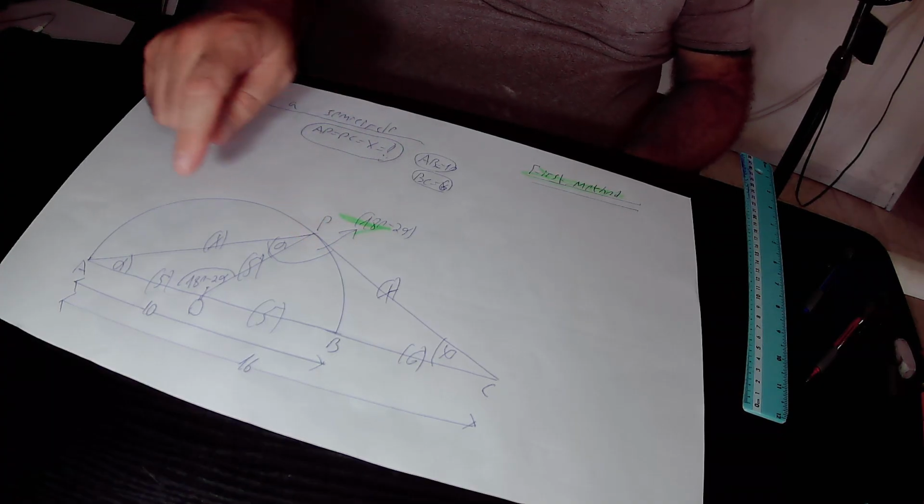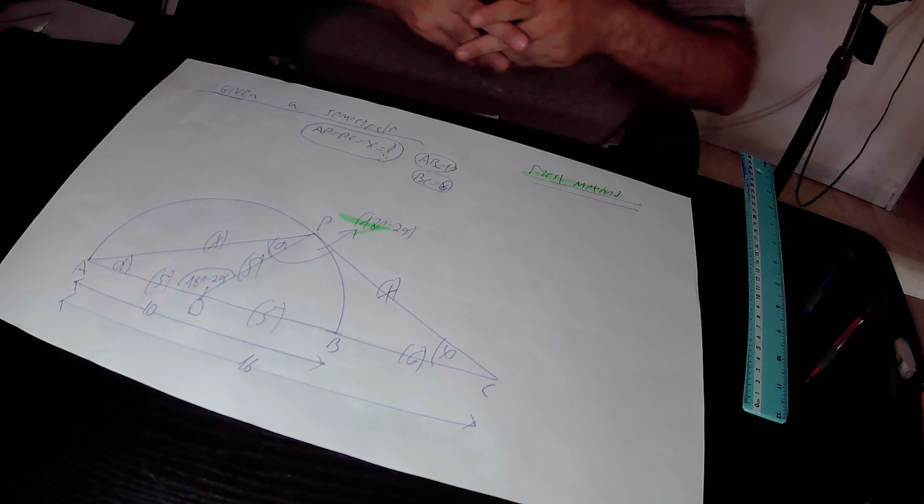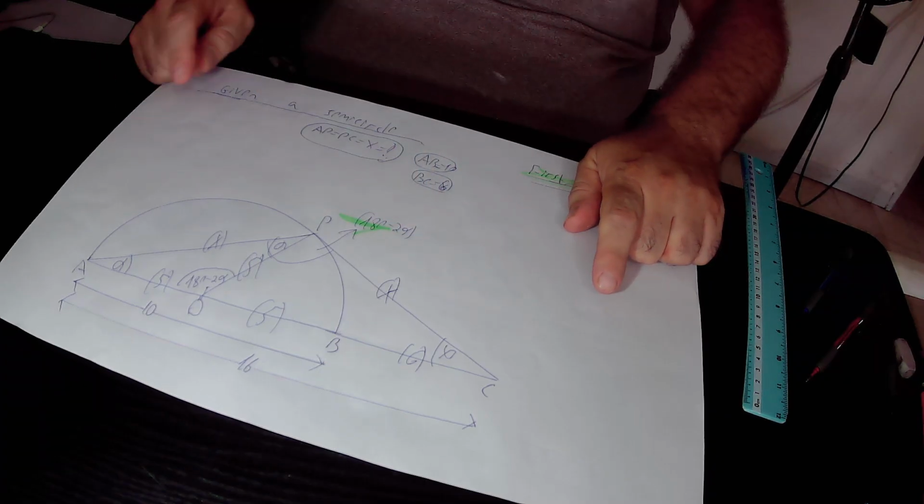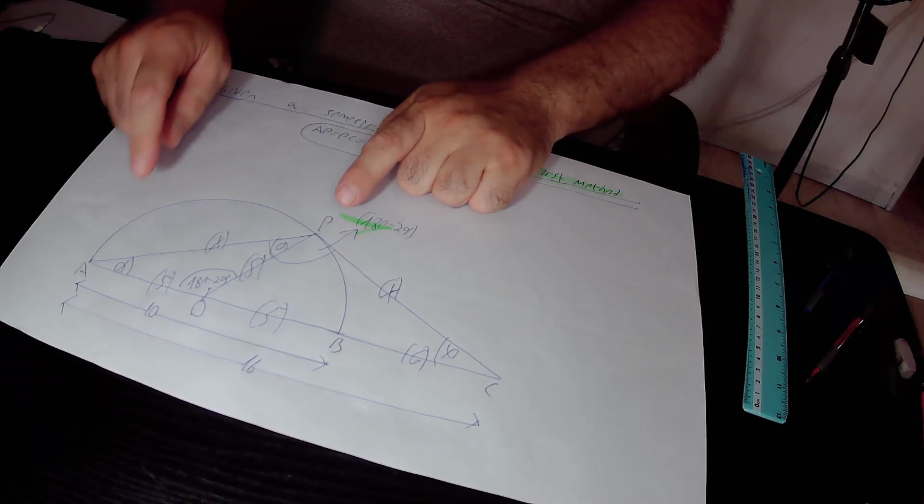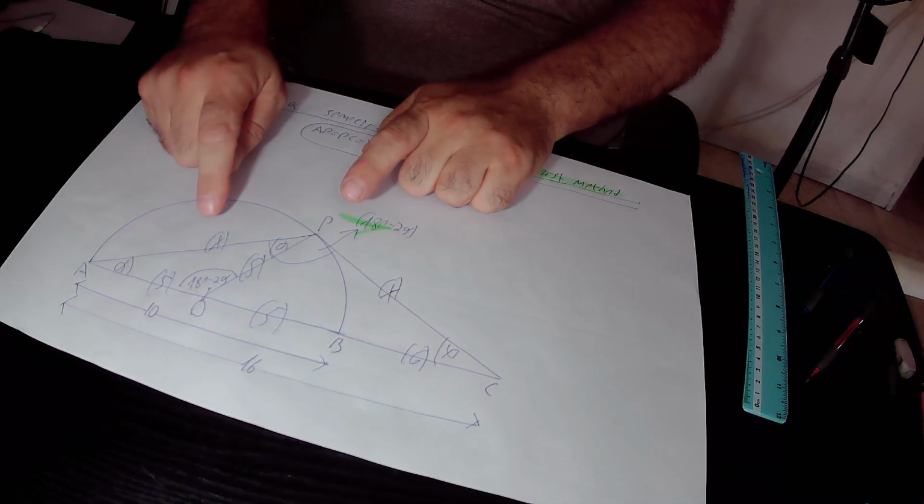AB equals 10, that is to say the diameter of the semicircle is equal to 10 units in its length. Line BC equals 6 units. AP equals PC equals x. Again, our task is to find out the length of line AP, that is equal to x. We have to find out the value of x.